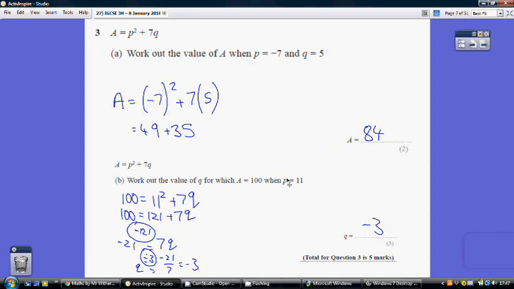Now for part B, we're told A is 100 when p is 11, so 100 equals 11 squared plus 7q. 11 squared is 121, so a fairly simple linear equation to solve. So take away 121 from both sides, giving us minus 21 equals 7q. Divide both sides by 7, we get q being minus 21 over 7, which is minus 3.